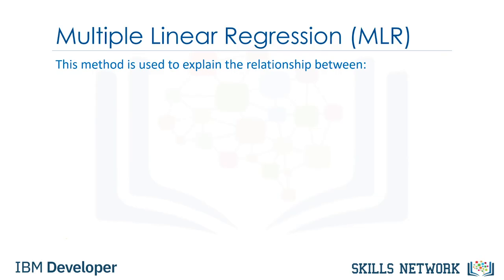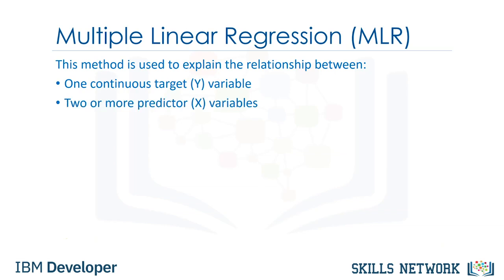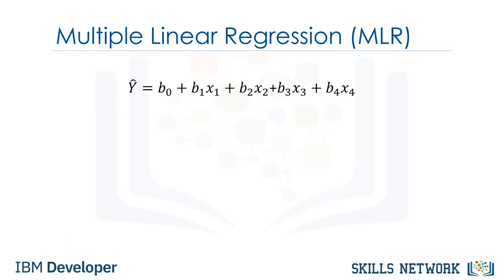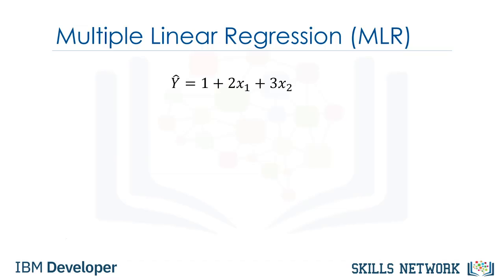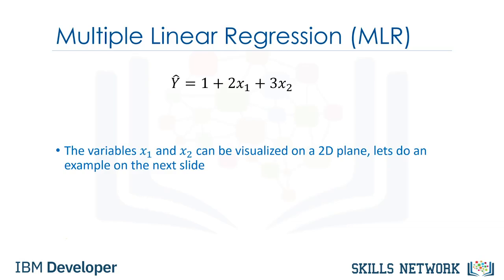Multiple linear regression is used to explain the relationship between one continuous target y variable and two or more predictor x variables. If we have, for example, 4 predictor variables, then b0 is the intercept (x equals 0), b1 is the coefficient or parameter of x1, b2 is the coefficient of parameter x2, and so on. If there are only two variables, then we can visualize the values. Consider the following function. The variables x1 and x2 can be visualized on a 2D plane. Let's do an example on the next slide.